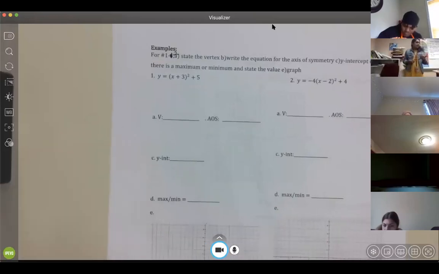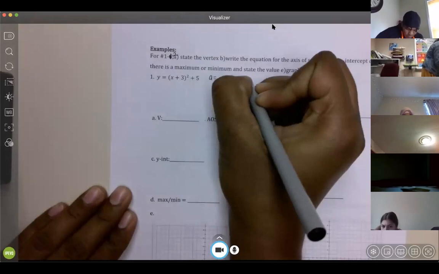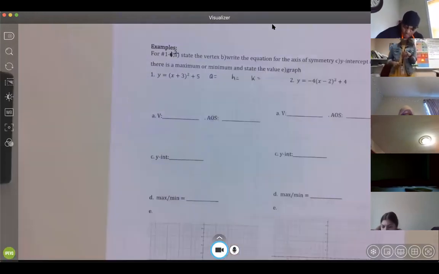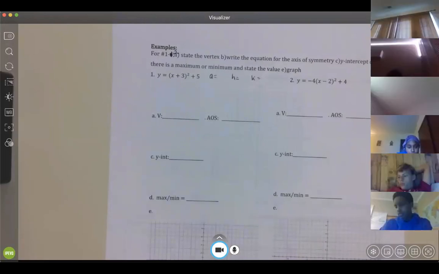All right, we got to state the vertex, the axis of symmetry, y-intercepts, max, min, and then graph this baby. So let's go with number 1, y equals (x plus 3) squared plus 5. The first step that you want to do, just like yesterday, you want to identify your variables. So you want to know what your a, your h, and your k are. So I'm going to go ahead and call on someone to help me out. What's my a, what's my h, and what's my k? What do you think, Christian?